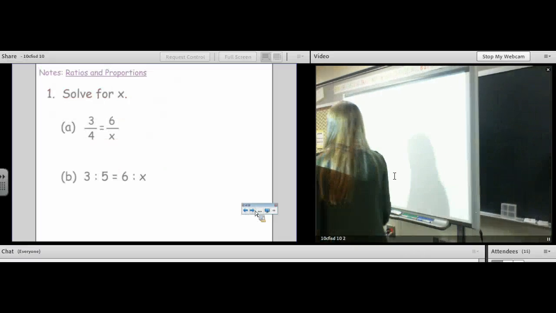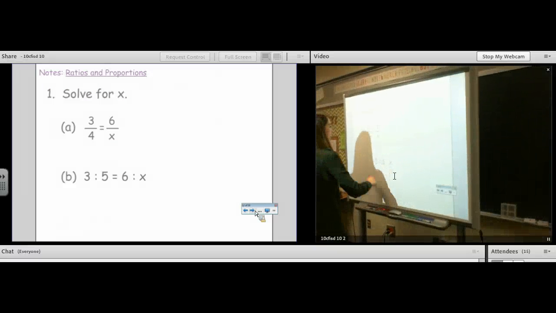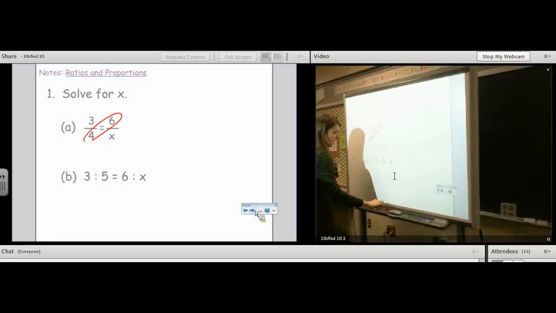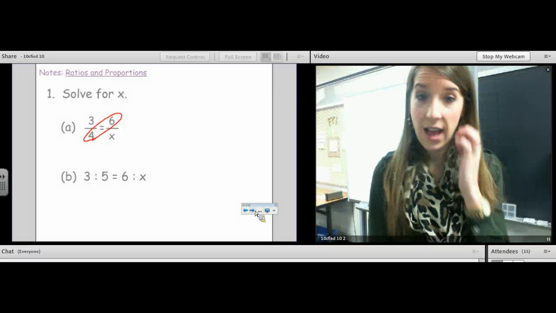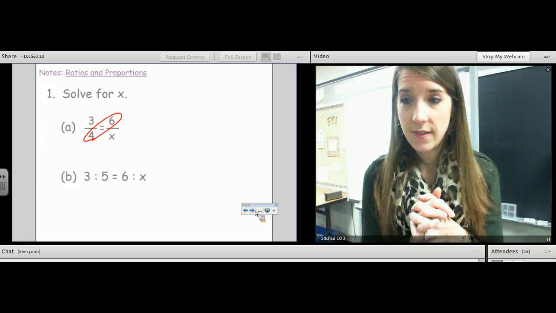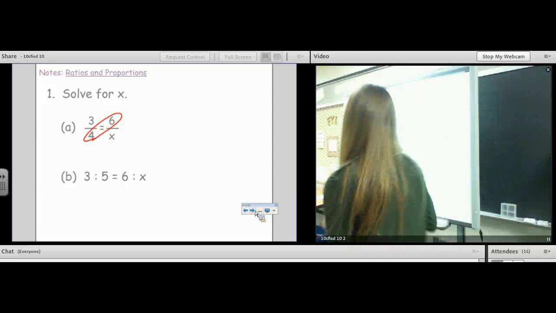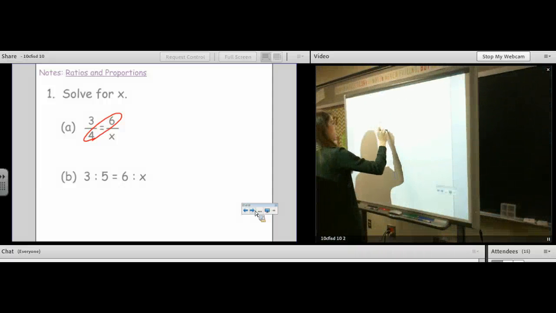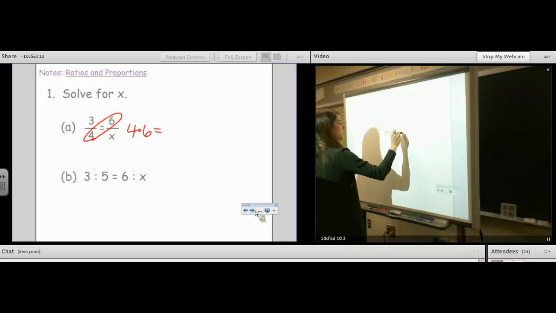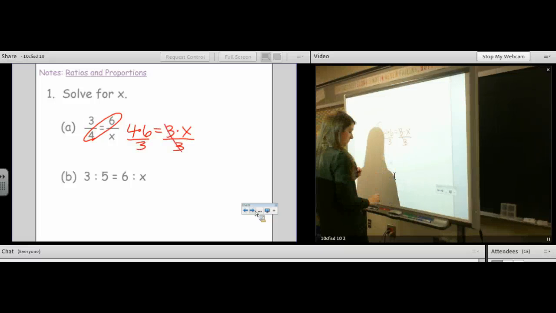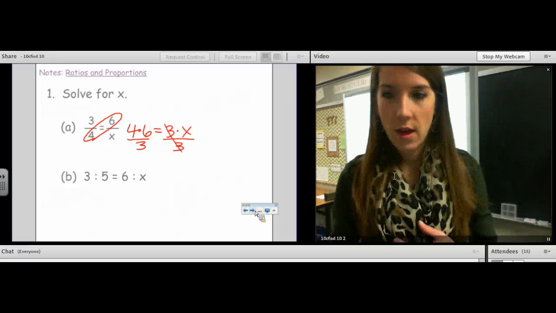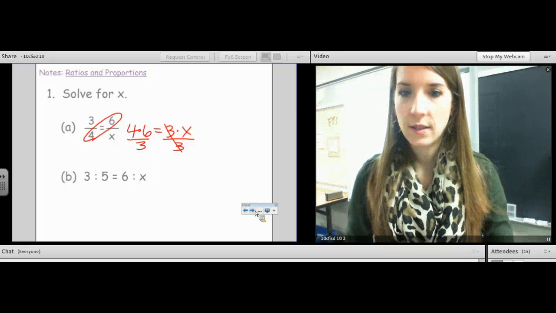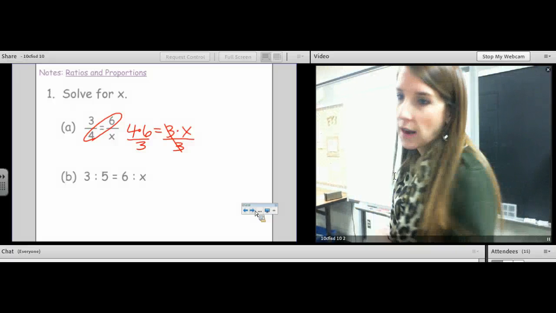So let's go real quick. This one I would cross multiply and divide. I would do 4 times 6 divided by 3. Is that okay with everyone if we just do that? 4 times 6 divided by 3. Where do you get the math from that? 4 times 6 equals 3 times x divided by 3 divided by 3. Okay, final answer 8. 3 is to 4 as 6 is to 8.